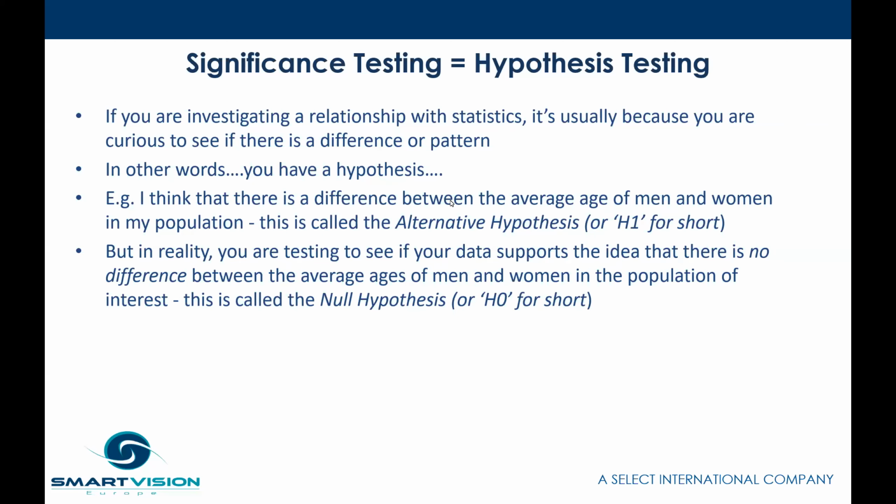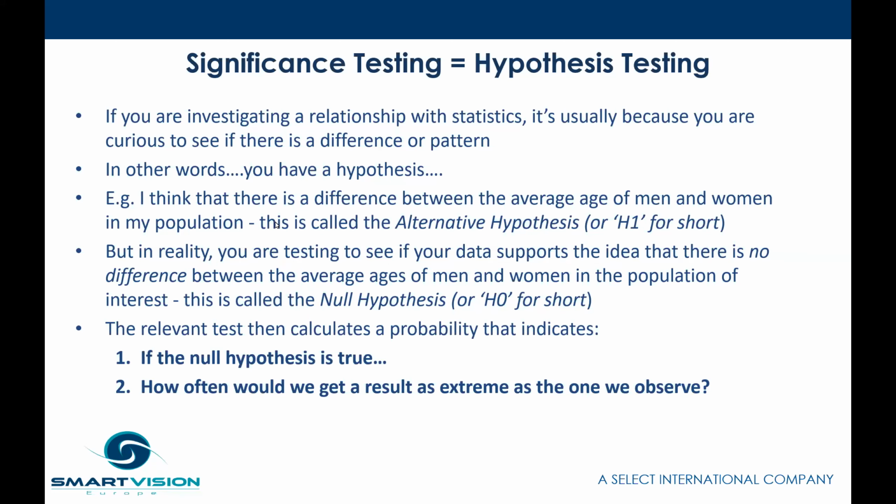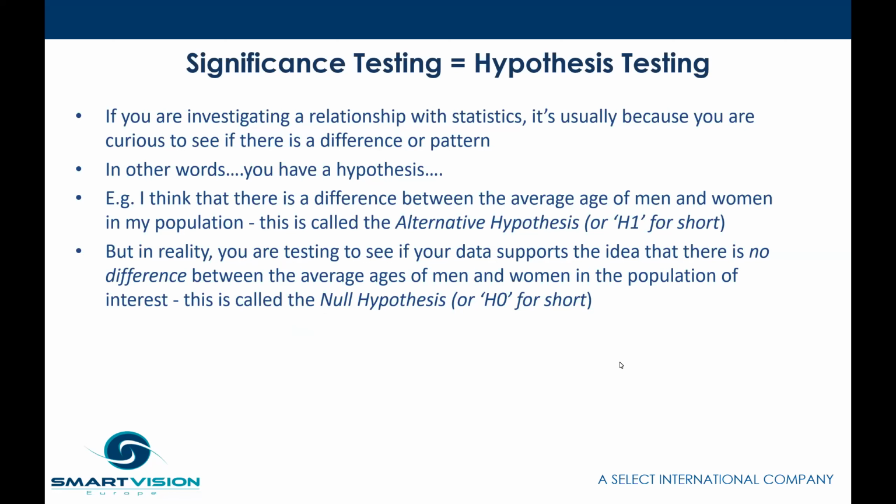But in reality, your p-value is interested in the null hypothesis. It's really pointed at the null hypothesis, saying you're testing to see if your data supports the idea that there is no difference between the average ages of men and women in the population of interest. This is called the null hypothesis, labeled H0 for short. Now, the relevant test calculates a probability, and this p-value is based on two concepts. One is, if the null hypothesis is true, if there's no difference between the average ages of men and women in the population, how often would we get a result as extreme as the one we observe?